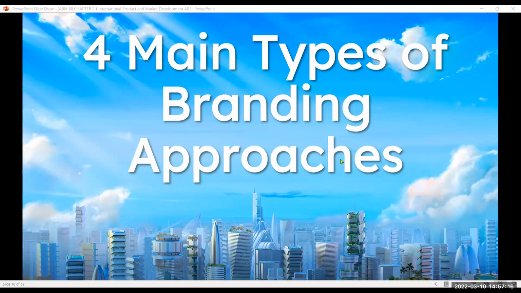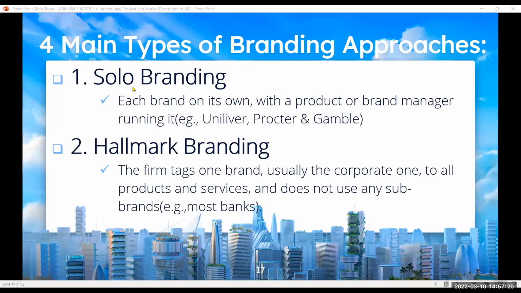So this is the continuation of our discussion earlier. Again, the four main types of branding approach. We have solo branding, hallmark branding. With solo, you focus on one product at a time. So they each have separate brand managers to focus on what brand to really promote. Let's say Unilever has Safeguard and Colgate. One promotes or markets Safeguard, and a different one promotes or markets Colgate. They have different brand managers, so that they can really market on their own and establish each product on its own.